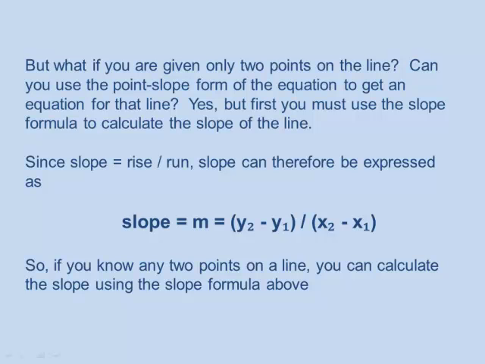Since slope is rise over run, slope can therefore be expressed as the difference in your y values, or y2 minus y1, divided by the difference in your x values, x2 minus x1. So if you know any 2 points on a line, you can calculate the slope using the slope formula above.